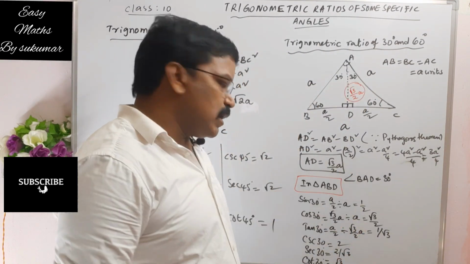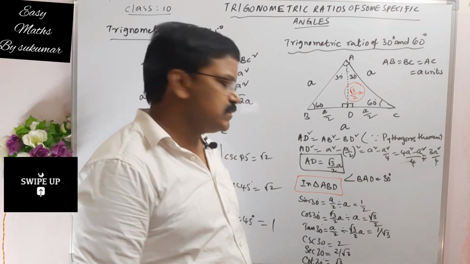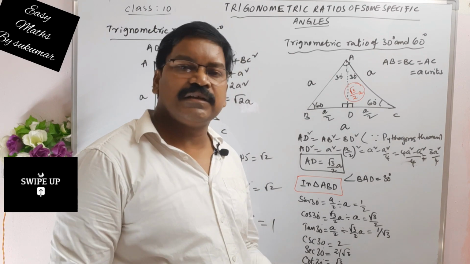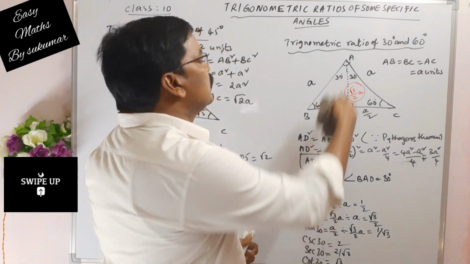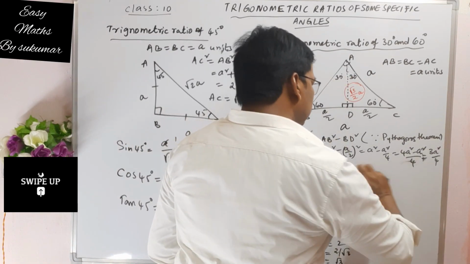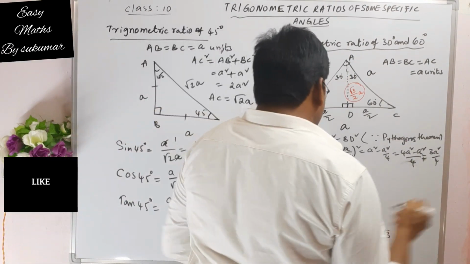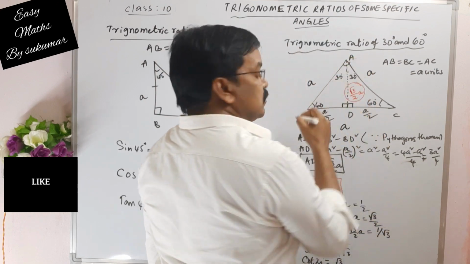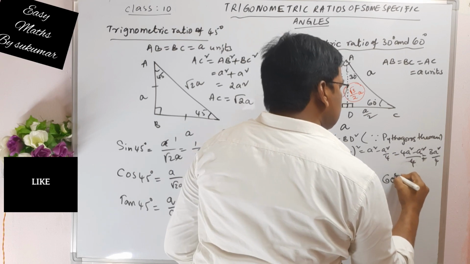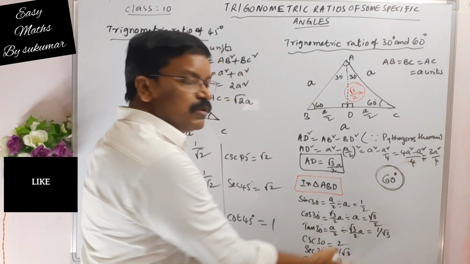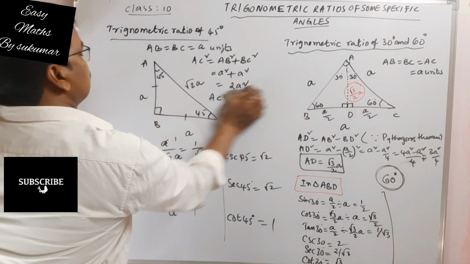Okay, my dear students, now we have already proved sin 30, cos 30, tan 30, cosecant 30, secant 30 and cot 30. Now coming to this 60 degrees, I will write here, this space is enough. Right, now the trigonometric ratios of 60 degrees. This 30 degrees is over. Now it is better to write here.